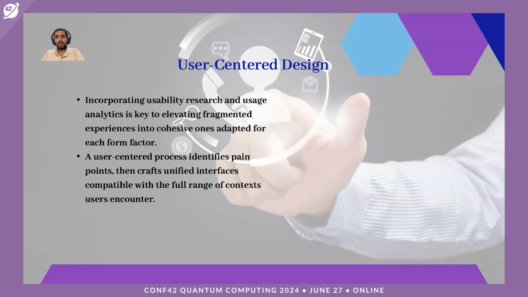Usage analytics also play a crucial role in UCD. Tools like Google Analytics, Hotjar, and Crazy Egg provide valuable data on user behavior, such as where users click, how they navigate through a site, and where they drop off. This data helps identify areas of improvement and validate design decisions. For example, if analytics show that users are frequently abandoning a form halfway through, it might indicate a need to simplify the form or provide better guidance.